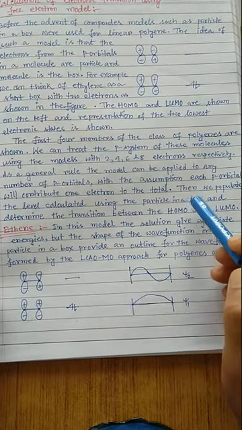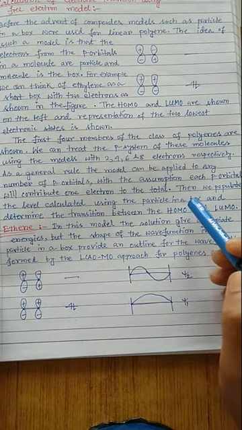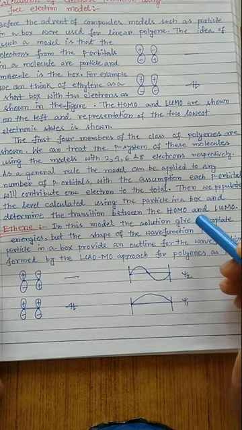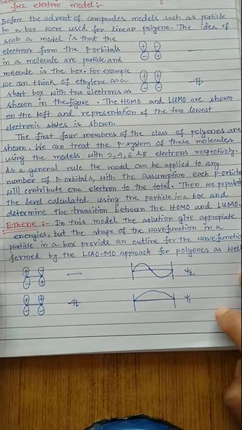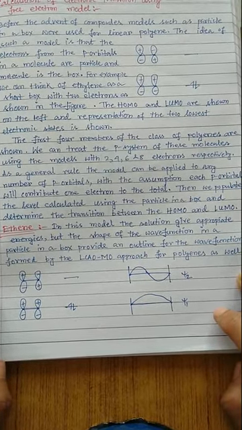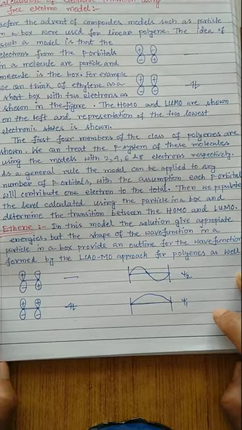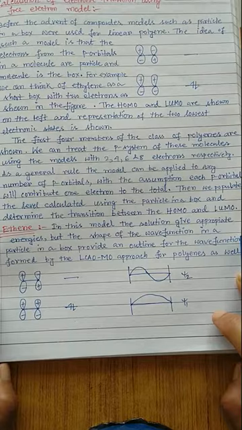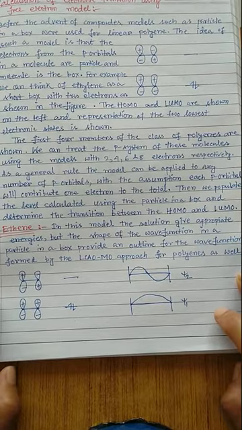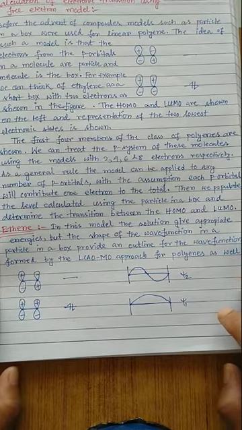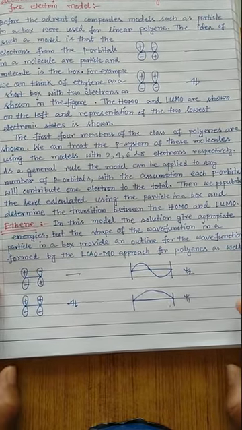Then we populate the lower levels calculated using the particle in a box and determine the transition between the HOMO to LUMO, because once we calculate the energy of the corresponding states that are occupied and that are not occupied, we can easily find which transition is feasible, meaning where the delta E, or the energy gap, becomes minimum. That should be the most probable transition. So in this way we will calculate. So first, take the example of ethylene.